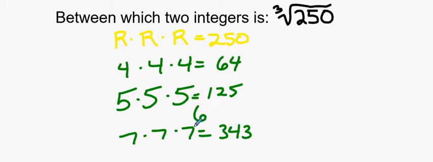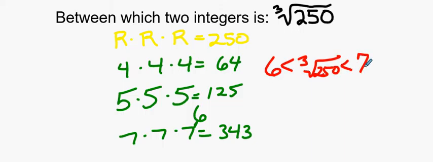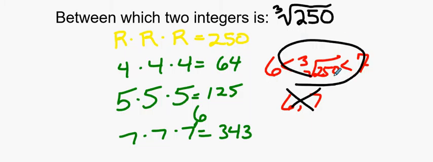So we can say, let's change the color, 6 is less than cubed root of 250, which is in turn less than 7. It's between the integers 6 and 7. That is how you will show your answer. Don't just write 6, 7. If you look at the examples in the book, it's not the way it's showing it. That's how we want to show it.